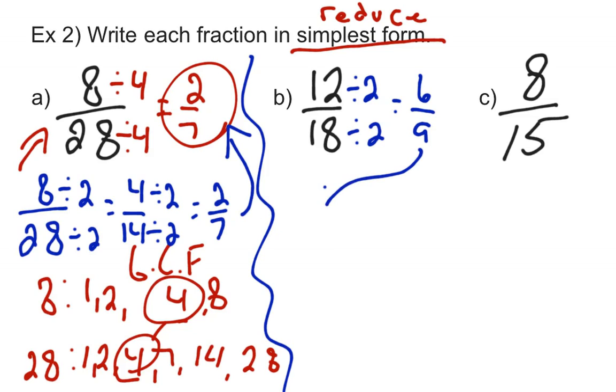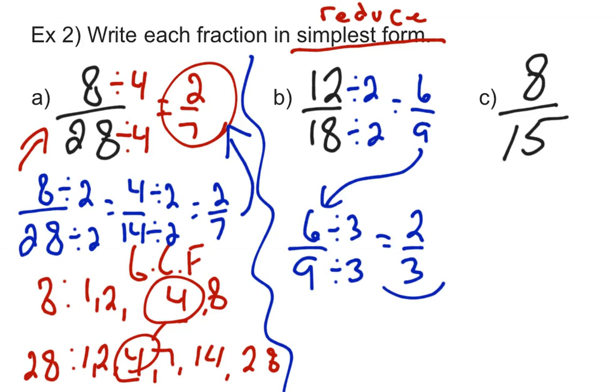But now you got to check this answer out here. I'm going to write 6/9 again. And what I notice is that it isn't in simplest form because I can still divide again. Both top and bottom have a common factor of 3. 6 divided by 3 is 2. 9 divided by 3 is 3. To get a final answer of 2/3.